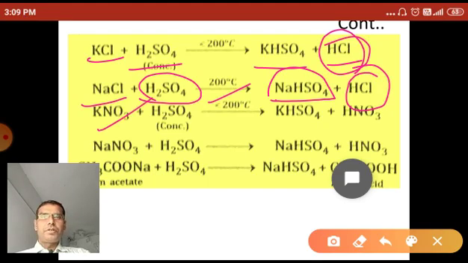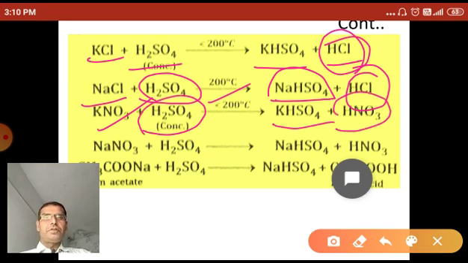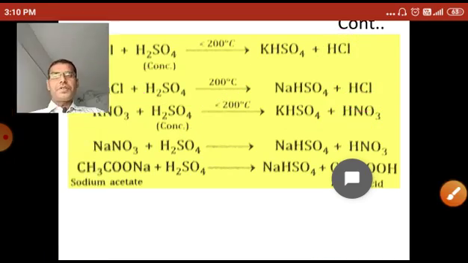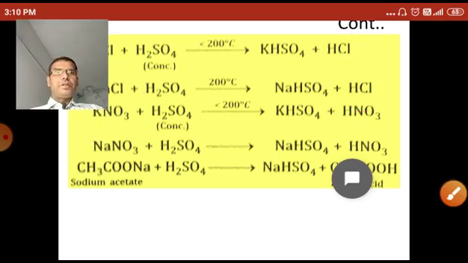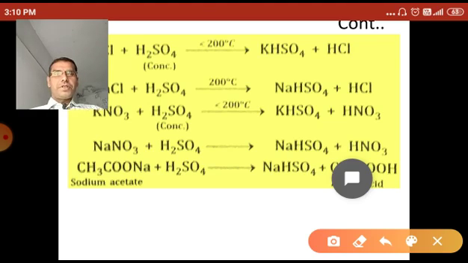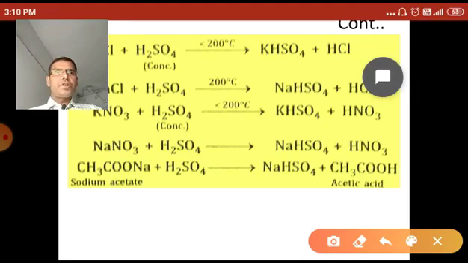bisulfate as a byproduct. Potassium nitrate is heated below 200 degrees Celsius in the presence of conc H2SO4. It forms potassium bisulfate and HNO3, a less volatile acid. Now NaNO3 reacts with H2SO4 and forms nitric acid, HNO3. Now H2SO4 reacts with sodium acetate and forms acetic acid.